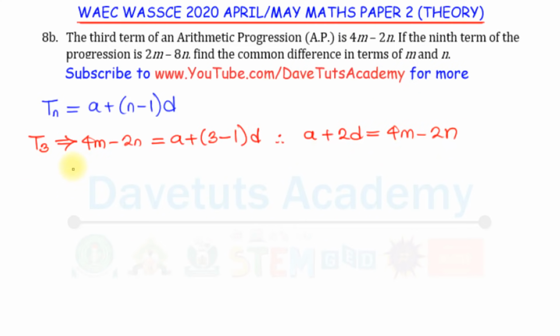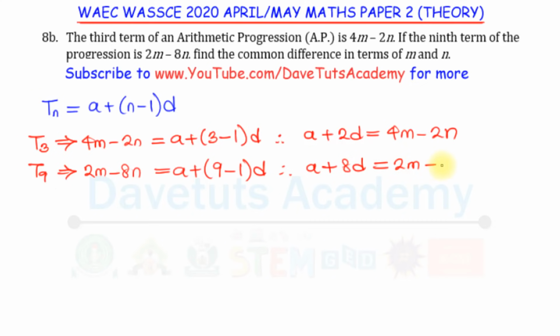And then in the second case, we are talking about the ninth term, t9. If we want to express the ninth term, we are given 2m minus 8n. So this is also equal to a plus, now the term we're talking about is the ninth term, so our n is 9 minus 1 multiplied by d. And if we want to express it just like in the first case, we'll have a plus 9 minus 1 is 8, so we have 8d is equal to 2m minus 8n.